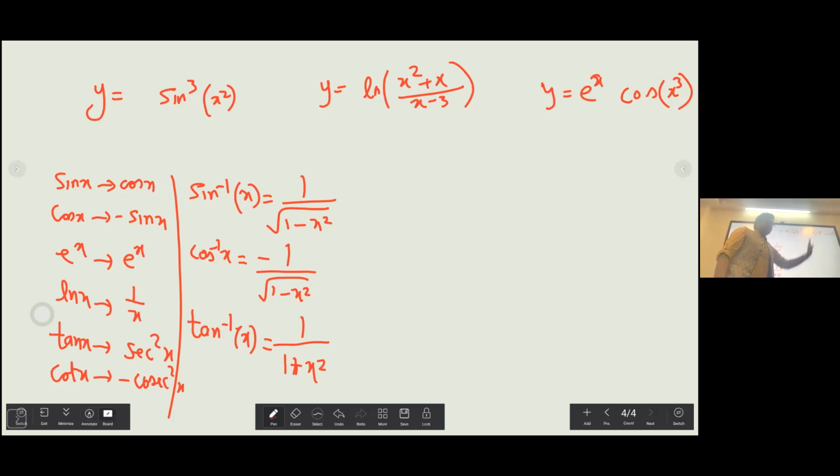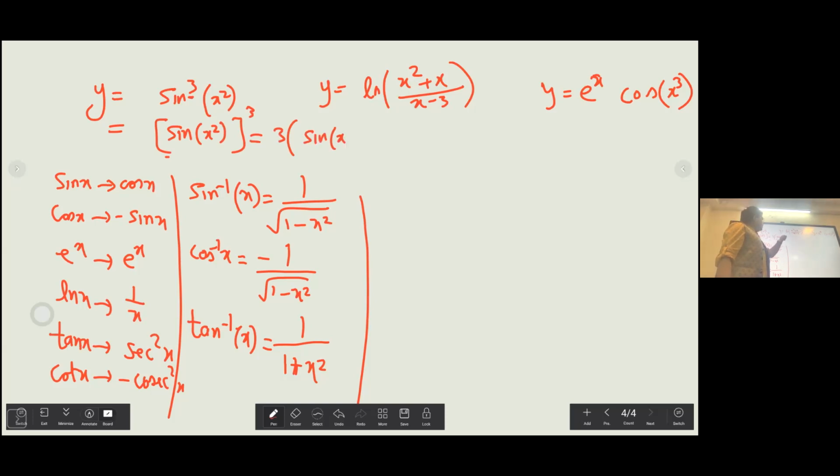Coming to these explicit questions I have given here. When you're talking about sine cube x squared, using the rule we just learned, the first thing is that the parent function is the cube function. So you always start from the first one, the parent function, and you always differentiate the power first. When I differentiate the power, I get 3 times sine of x squared, the whole squared, times the derivative of sine x squared, which is cos of x squared times 2x.